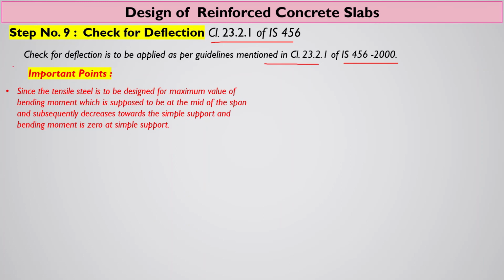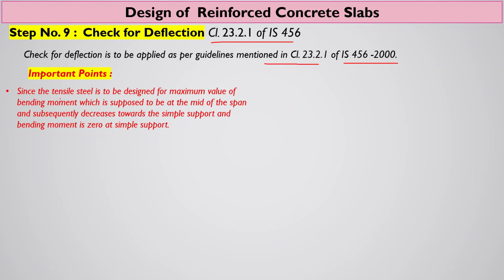Now you are well aware that if you draw the bending moment diagram of a simply supported slab, then you will find that it will be a parabolic type of shape, and maximum bending moment will be at the middle of the span, and after that it will be decreasing and becoming zero at the simple support.